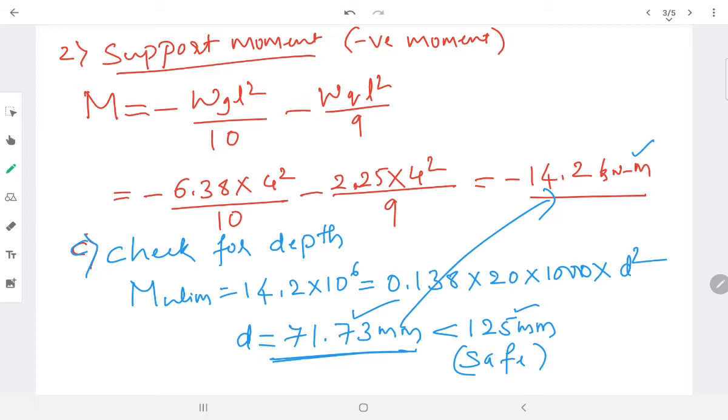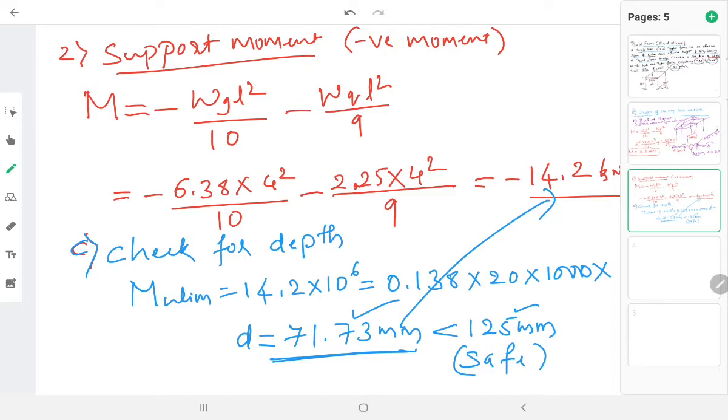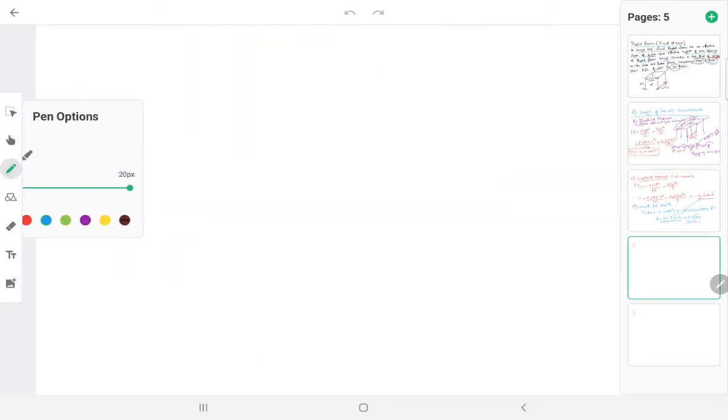The last step in this design of the one-way slab is the area of steel. So let's calculate steel for this slab. We'll write the heading, area of steel. In that, we'll design mid-span steel and support steel separately. In that area of steel, the first step is mid-span steel, that is positive steel.